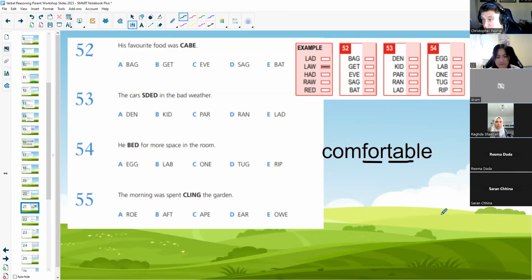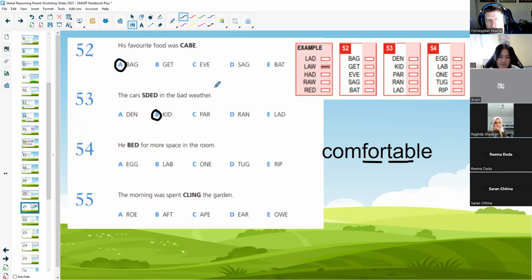Okay. Thank you so much, guys, for having a go at these. Should we just quickly go down through, make sure we're all in agreement with what these answers are? So his favourite food was, well, this is a bit of a surprise, but it is cabbage. So A, of course, is the answer because bag has been removed from there. 53, the car something in the bad weather. So you'd be saying to a child, well, what would a car do in bad weather? And of course, it's skidded. So it will be kid.